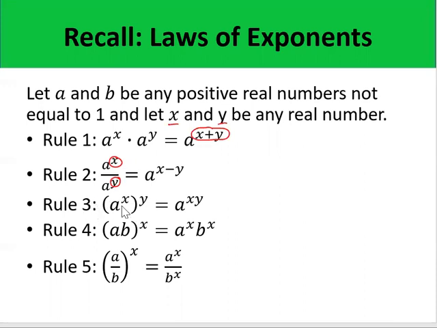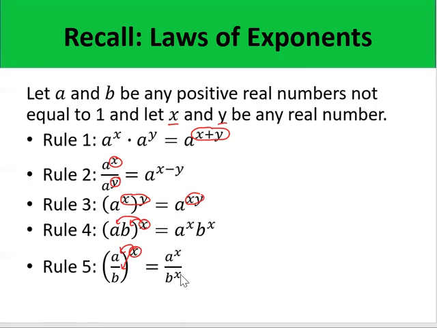Now for rule number 3, whenever we have A raised to X and then again raised to Y, this expression is equal to the base A raised to the product of these two exponents. And then for rule number 4, if we have A times B raised to X, then we can distribute the exponent over multiplication, and we get A raised to X times B raised to X. Now for rule number 5, A over B raised to X, this means that we can distribute the exponent over division. So therefore, we get A raised to X over B raised to X.